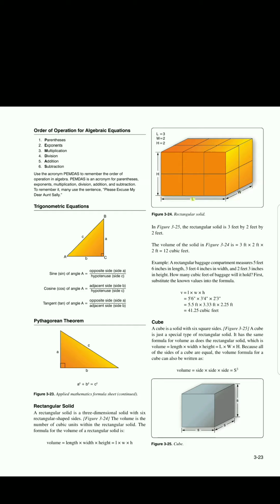Names and symbols for metric prefixes. Figure 3-24. Prefix means: Exa, 10 to the 18th. Peta, 10 to the 15th. Tera, 10 to the 12th. Giga, 10 to the 9th. Mega, 10 to the 6th. Kilo, 10 to the 3rd. Hecto, 10 squared. Deca, 10 to the 1st. Deci, 10 to the minus 1. Centi, 10 to the minus 2. Milli, 10 to the minus 3. Micro, 10 to the minus 6. Nano, 10 to the minus 9. Pico, 10 to the minus 12. Powers of 10.